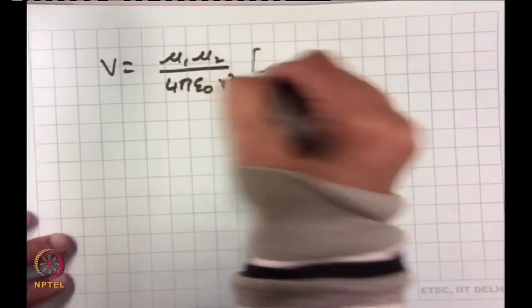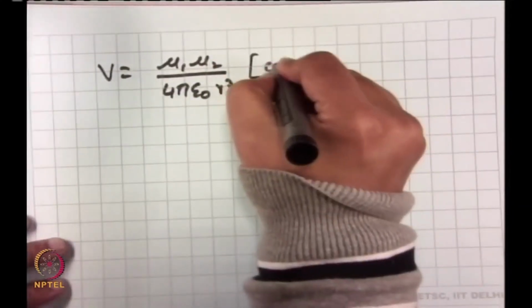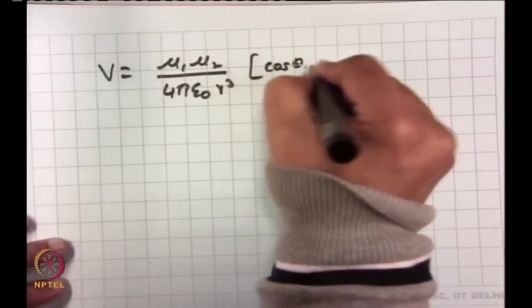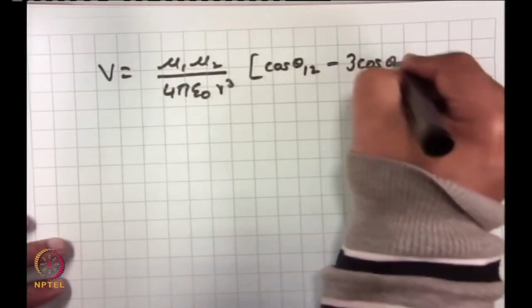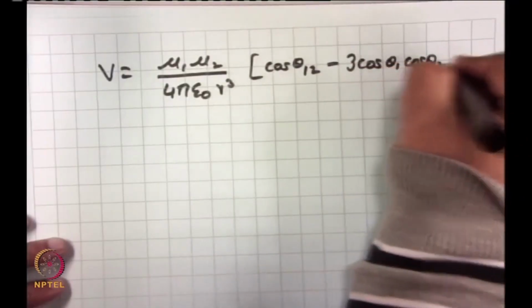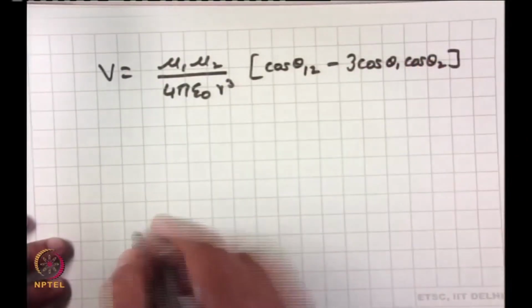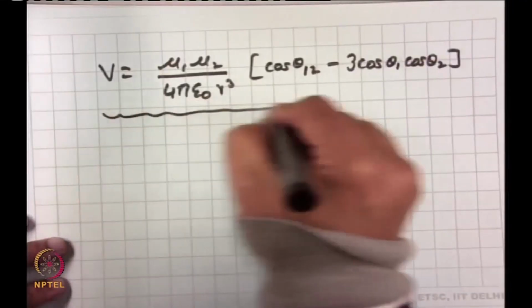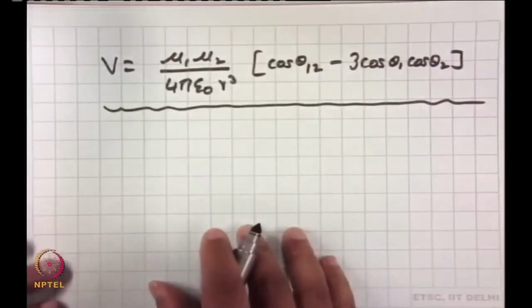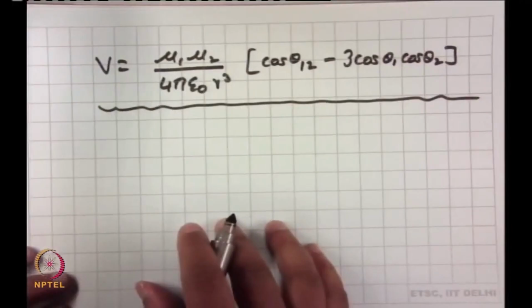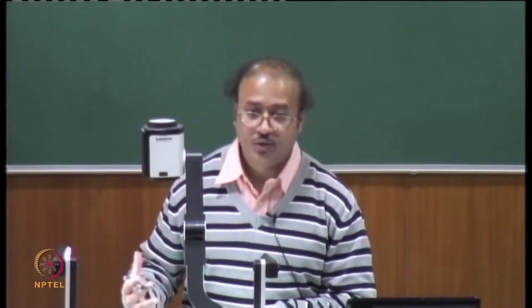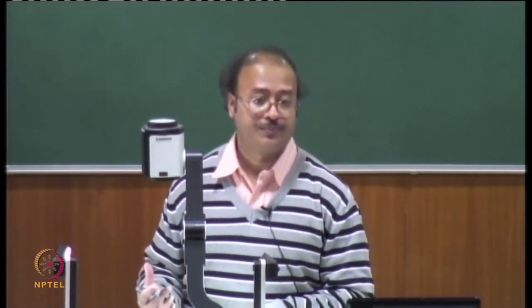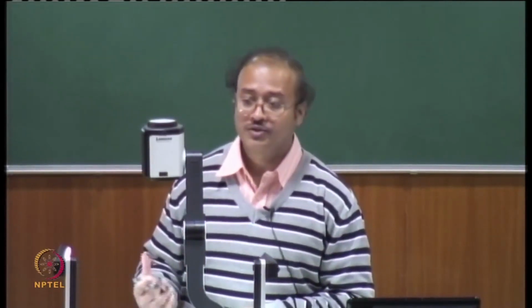Then what should I be writing here? Cosine of theta 1 2 minus 3 cosine of theta 1 times cosine of theta 2, right. So, this is the most general expression you can have for two interacting dipoles making certain angles theta 1 2, theta 1 and theta 2 respectively, the definitions as we have discussed.